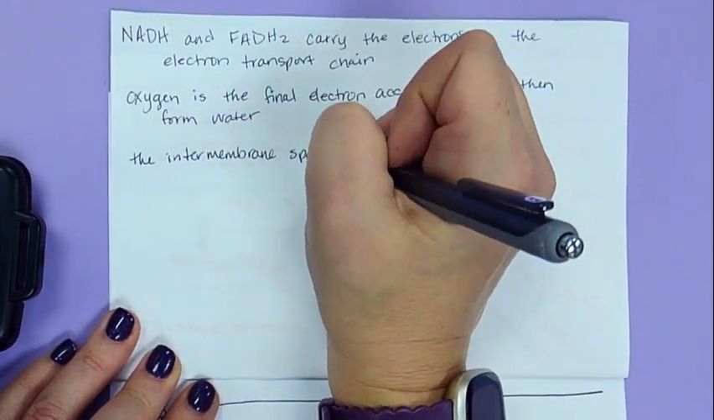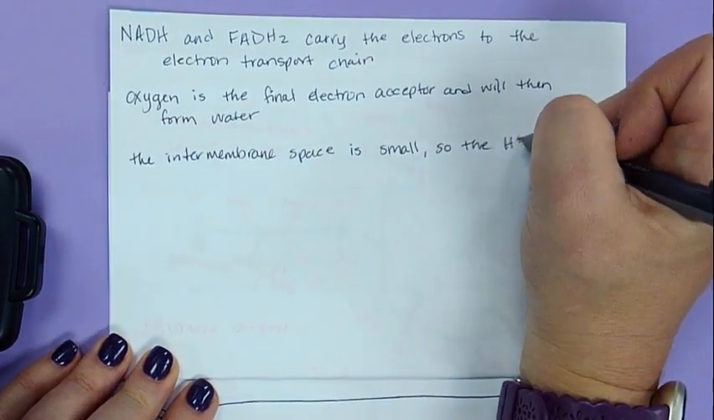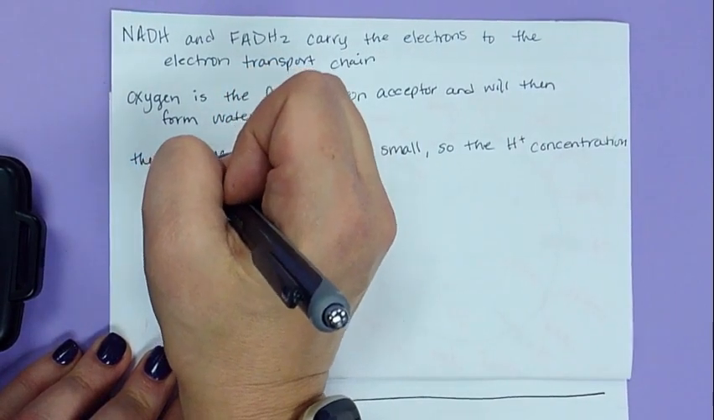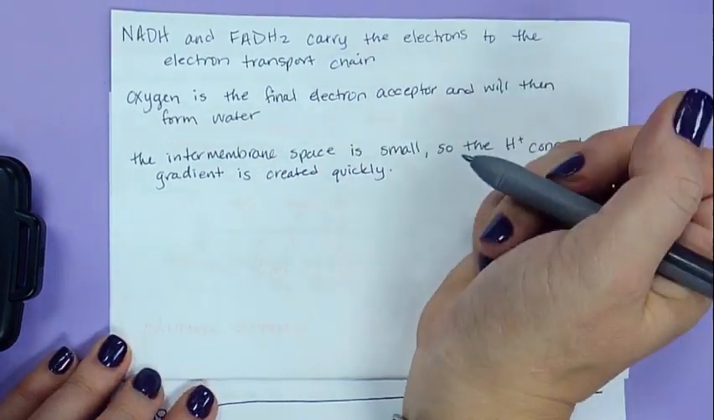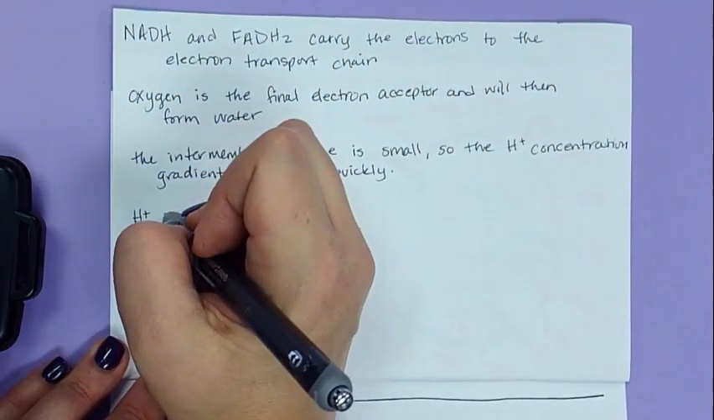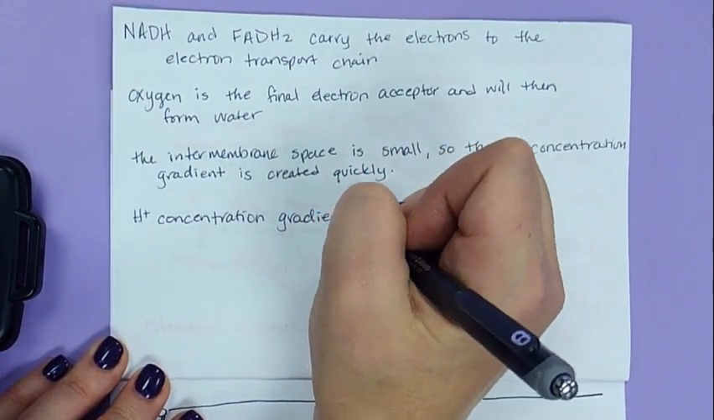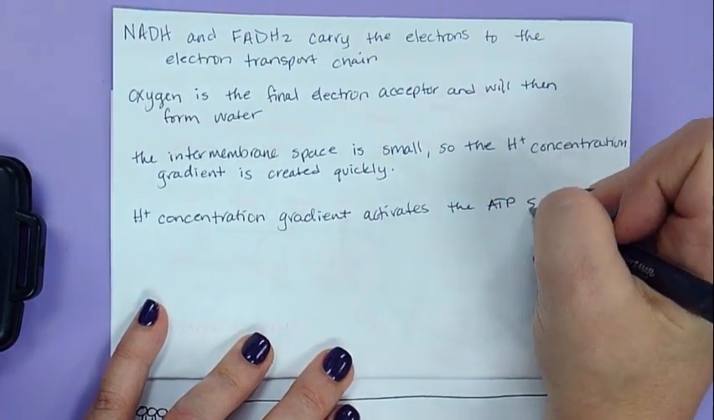The intermembrane space is very small, even though neither of our drawings accurately reflect that. So the hydrogen ion concentration gradient is actually created very, very quickly. And that hydrogen ion gradient is actually what activates the ATP synthase to make the ATP, which is the whole point of cellular respiration. We also need to remember what our starting molecules are.